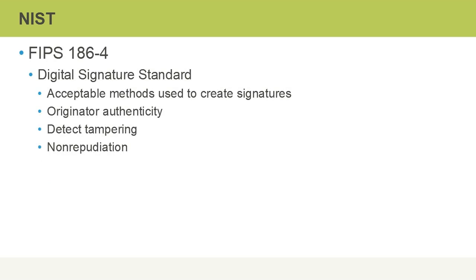FIPS 186-4 is the digital signature standard. It defines acceptable methods that can be used to create unique digital signatures. The purpose of a digital signature is to verify the authenticity of the originator, the sender of a message. For example, in the case of email, the sender generates a unique digital signature using their private key to which only they have access. Now, on the receiving end, we can detect whether tampering has taken place because we'll use a mathematically related public key to verify that the signature value is the same. If it's different, something has changed.